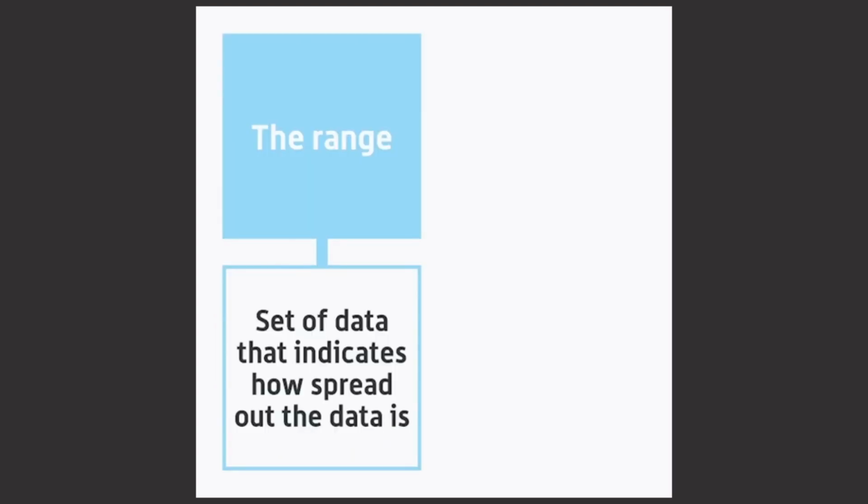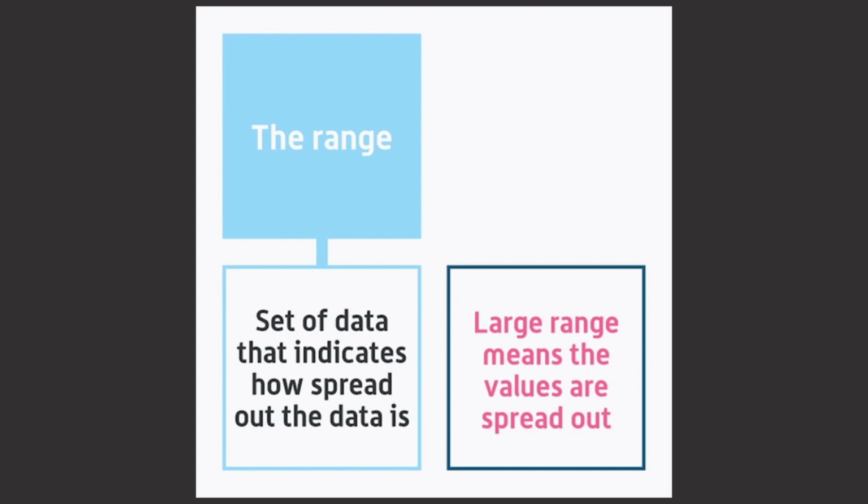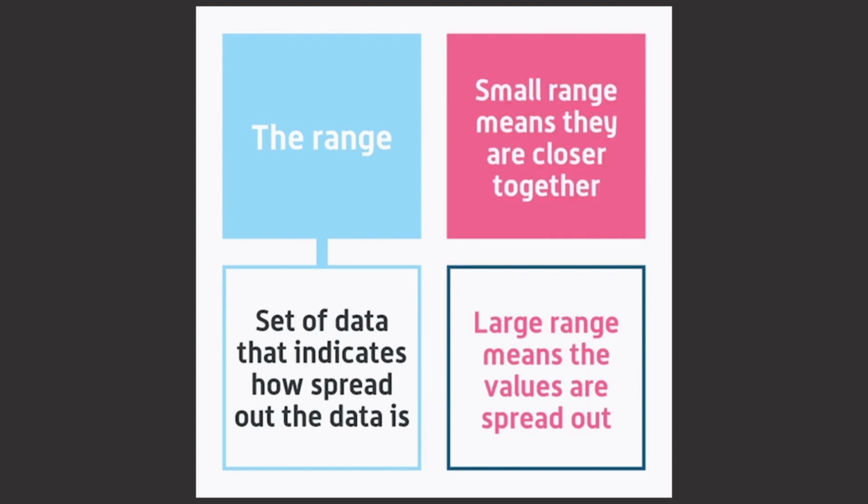The range of a set of data gives us an indication of how spread out the data is. A large range tells us that the values are more spread out. A small range tells us that they are closer together.